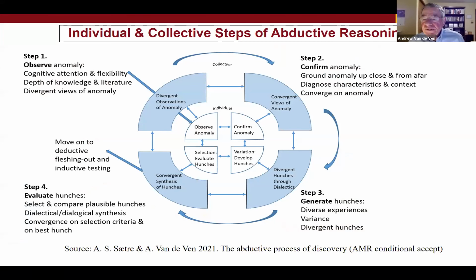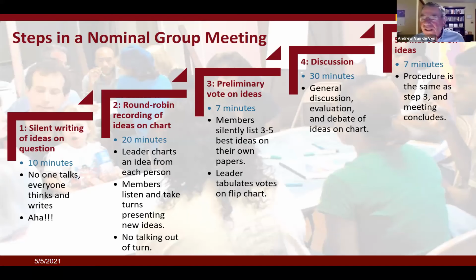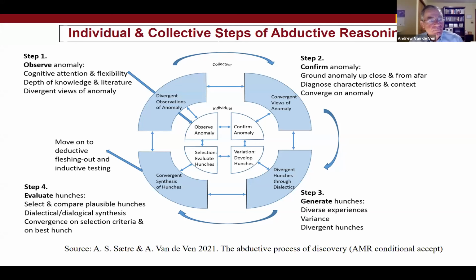Let me stop at this point and ask questions about your examples or our examples about abduction. Because you see, we do it all the time, but we need to know the moves we are making. And that's the point of our paper. These 4 steps: observe the anomaly, confirm the anomaly, generate hunches, and evaluate hunches. And we point out, notice it goes on not only at the individual level, but the group collective level.